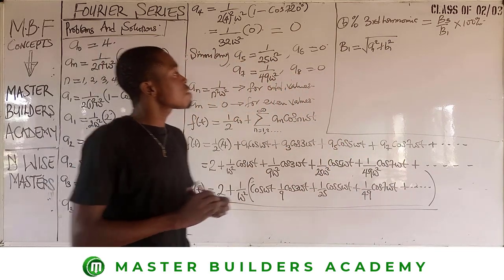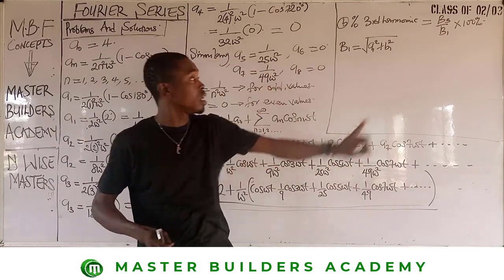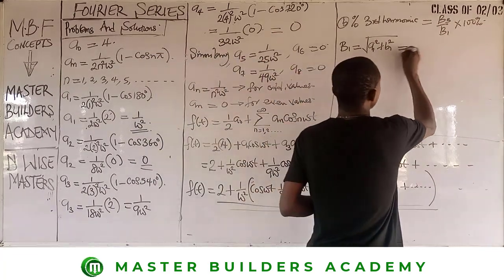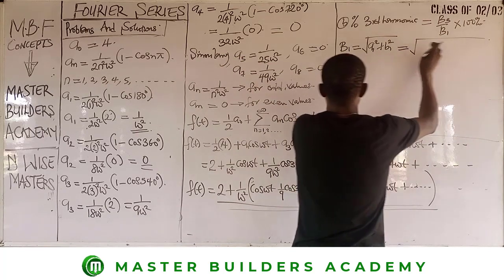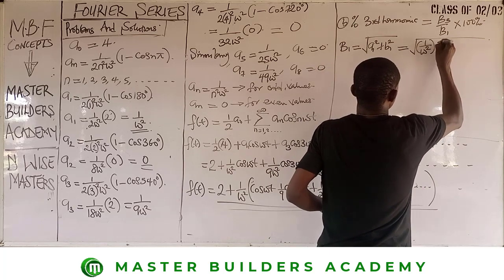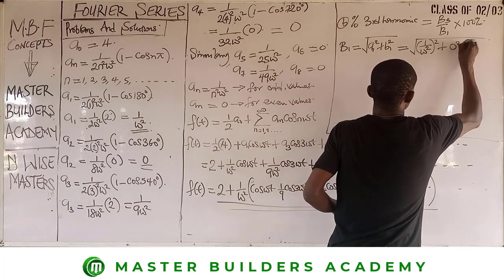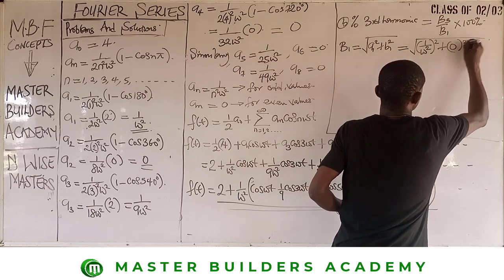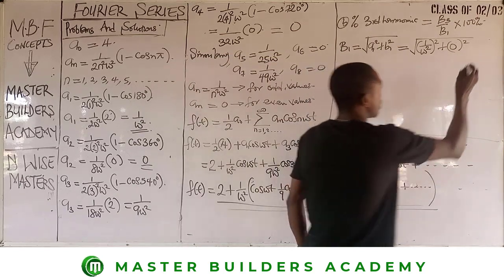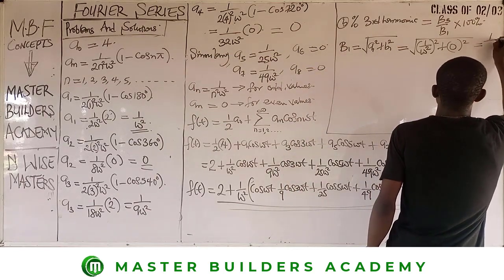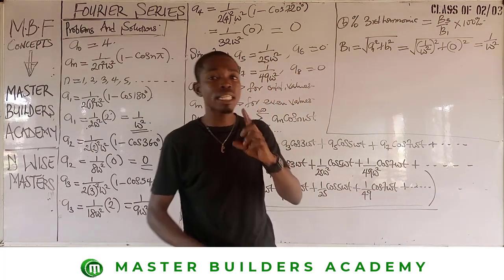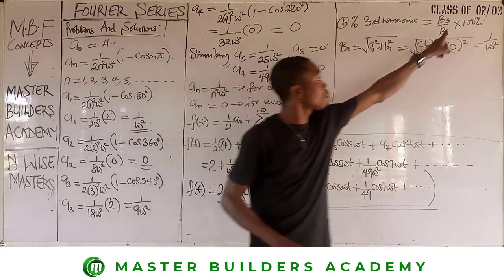Remember, because this function is an even function, small letter b is 0. So all we need to do now is, what is our A1? Our A1 was 1 over omega squared, all squared plus 0 squared. And when we find the value of this, the resulting value becomes 1 all over omega squared. Having obtained these, the next thing we are going to obtain is B3.